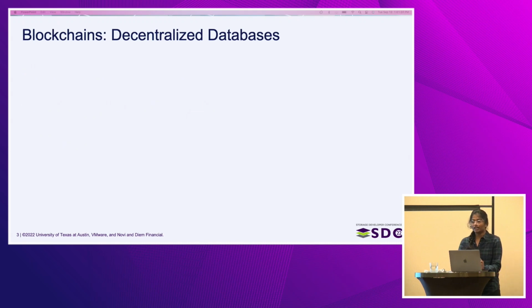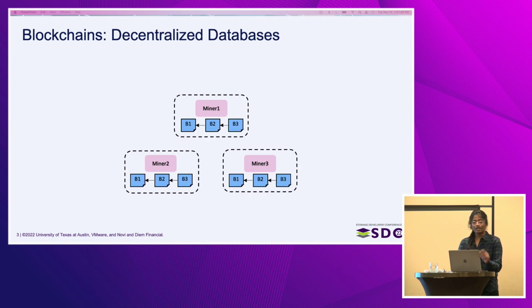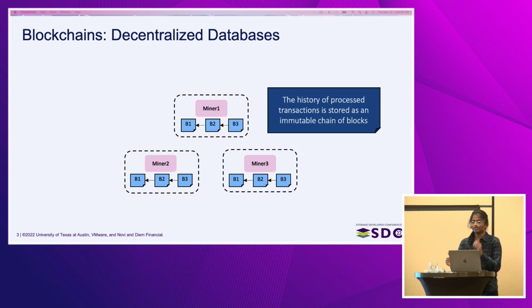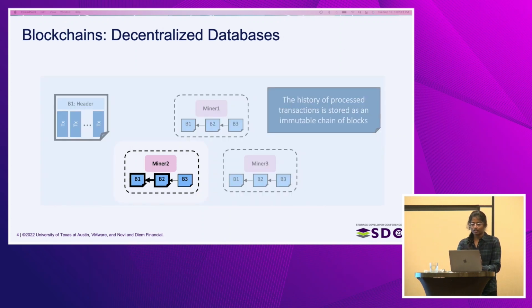Blockchains are decentralized databases. In blockchains, servers executing transactions are called miners. Each miner stores a chain of blocks where every block stores a cryptographic hash of its previous block, and this way is linked to its previous block. So this chain of blocks is immutable, and the immutable blockchain stores the history of processed transactions in the system. For example, every block stores an ordered list of transactions, and any block is only processed after its previous block.